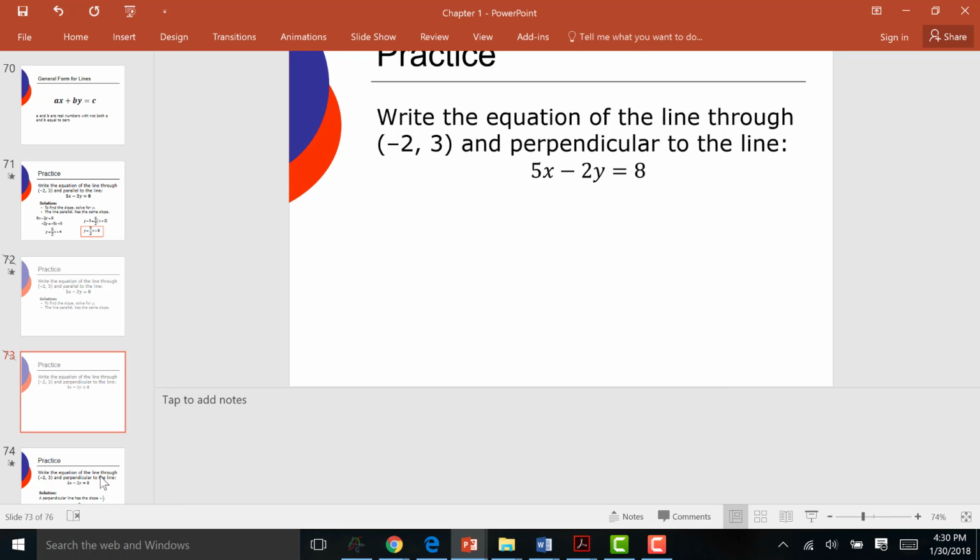So let's go to the next slide, which is why I push the slides up. Because now, look at the difference between the previous slide and this slide. What's the only difference between the previous slide and this one? Now we need a different slope.